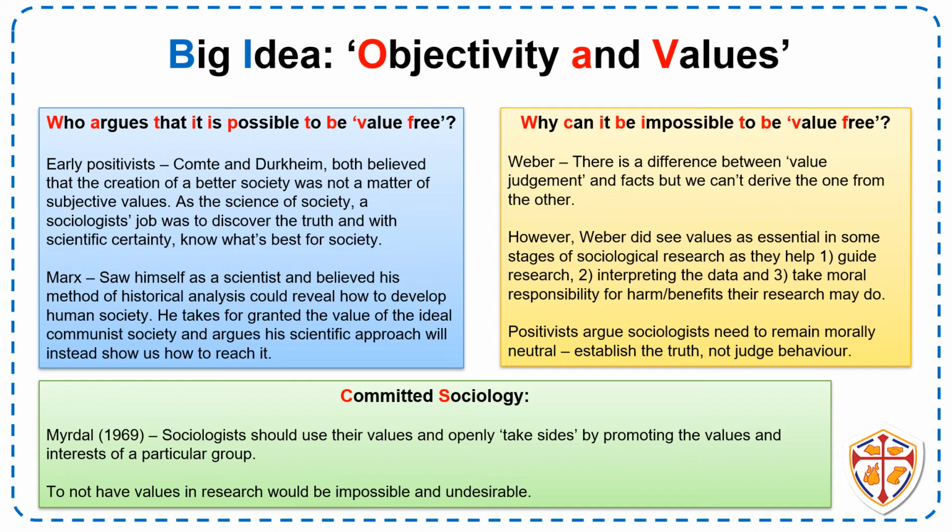Finally, some sociologists argue for something called committed sociology. This is where sociologists should not only spell out their values, like Weber recommends, but they should openly take sides. The idea is that to not have values in research would be, one, impossible, because either the sociologist's own values or those of their paymasters are bound to be reflected in their work, or secondly, it's undesirable, since without values to guide research, sociologists are merely selling their services to the highest bidder.